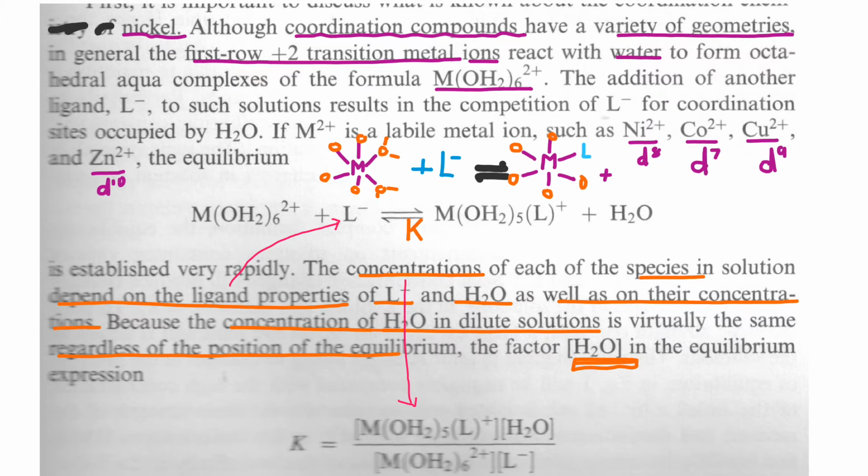Each step is considered an equilibrium, as shown. M(H2O)6 2+ plus L minus gives M(H2O)5L plus complex plus H2O. These labile complexes of nickel 2+, cobalt 2+, copper 2+, and zinc 2+ undergo this equilibrium, and K equals the concentration of the complex M(H2O)5L plus times H2O divided by the concentration of aquated ion M(H2O)6 2+ times the concentration of the ligand L minus. Concentration of the complex and other species depend on the nature of the ligand and the competition with H2O, but in dilute solutions, H2O is considered constant because it's available in very high quantities, and it goes in the equilibrium constant.